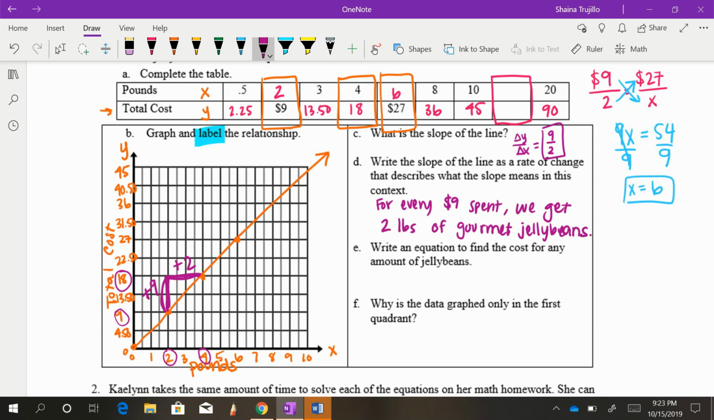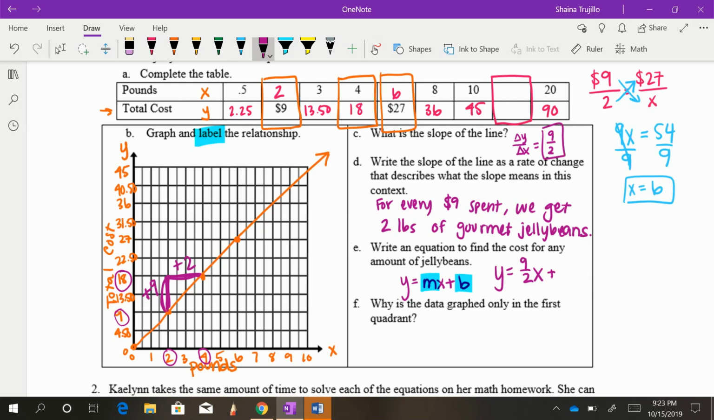Okay. Now part E wants us to write an equation to find the cost for any amount of jelly beans. That's just fancy dancy talk for put it in slope-intercept form. Y equals mx plus b. Okay, but we have to figure out what our slope is and what our y-intercept is. Well, lucky for us, we already know what our slope is. It is 9/2. Okay, and we always mark our slope by putting an x next to it. Always.